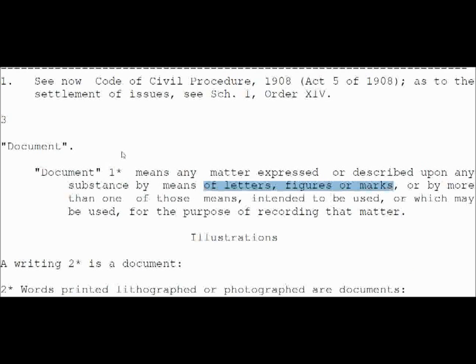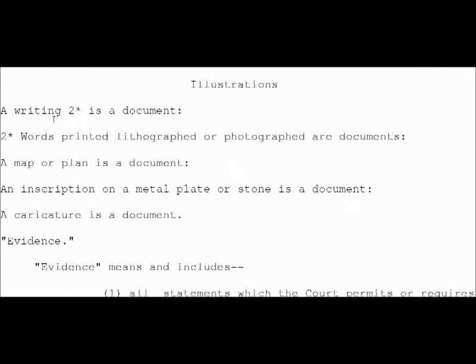The definition of a document is very easy, as it just talks about any matter which is expressed or described by means of letters, figures and marks. In illustration, you can see that a writing of a person is also a document. A word printed, lithographed or photographed is also a document. A map or plan is also a document. An inscription on a metallic plate or on a stone is also a document. A caricature is also a document. So these are examples of a document.